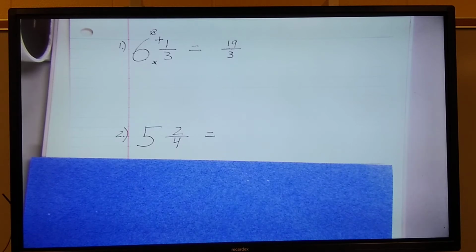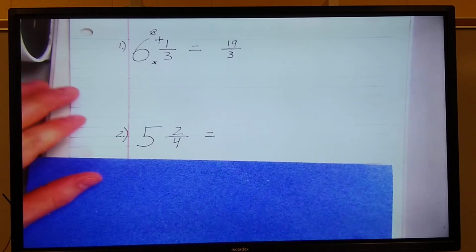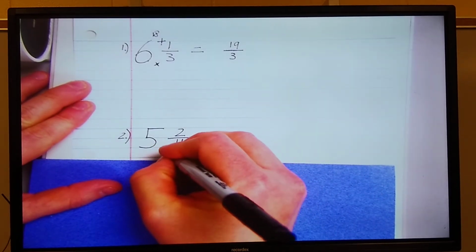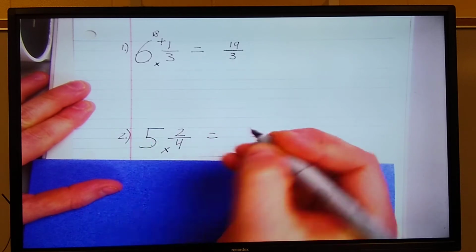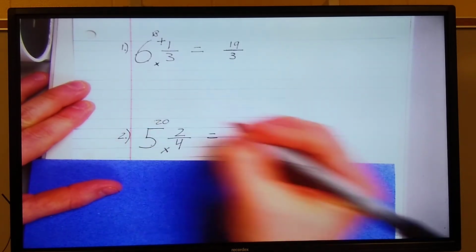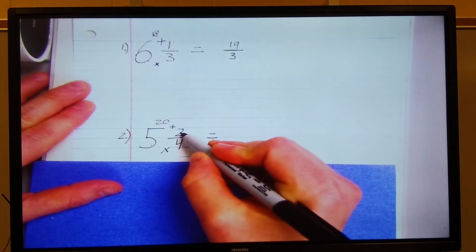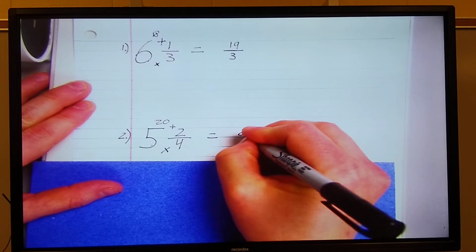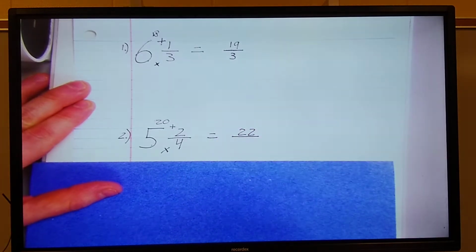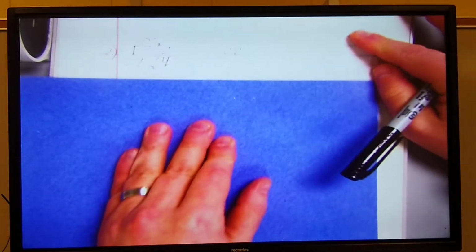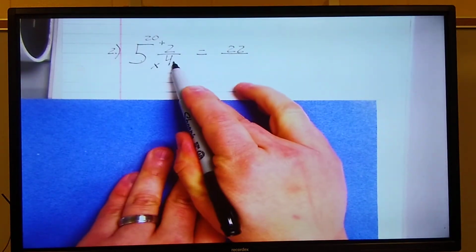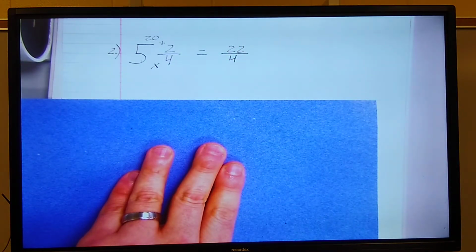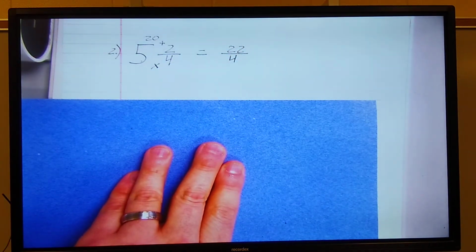All right, let's see how bad you did. Denominator times whole number. 4 times 5. That equals 20. You take your answer, add your numerator. 20 plus 2 equals 22. That is my new numerator. And my denominator stays the same, which is 4. So my answer is 22 fourths. Let's do another one.